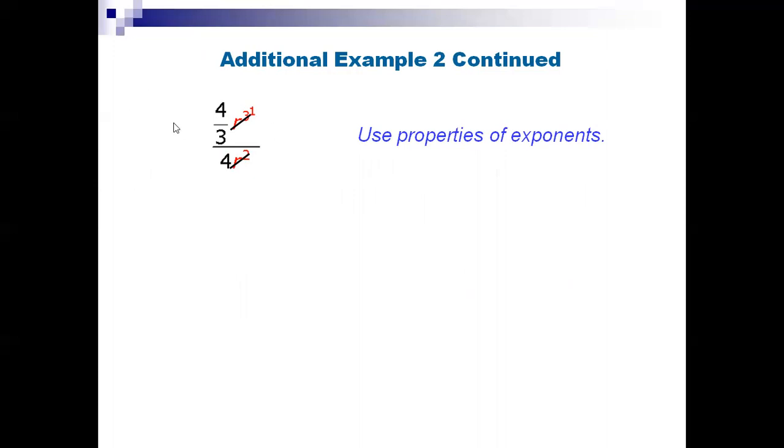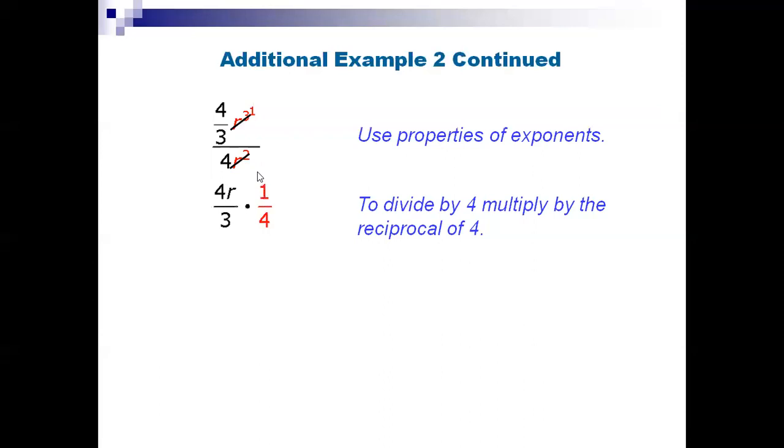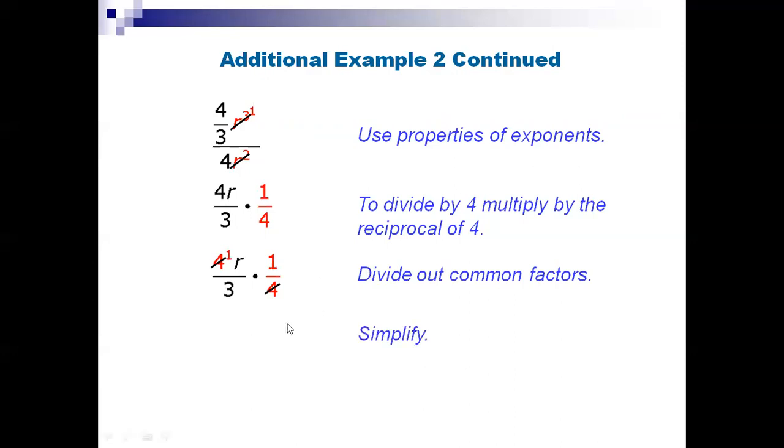Then in this expression, use the properties of exponent. Dividing powers with the same base, subtract their exponent. So we can simplify further that one as 4r over 3. So divide that by 4, that is multiplied by the reciprocal times 1 over 4. Then divide the common factors. 4 is common, cancel out that one. So therefore, r over 3 is the simplified form of the expression.